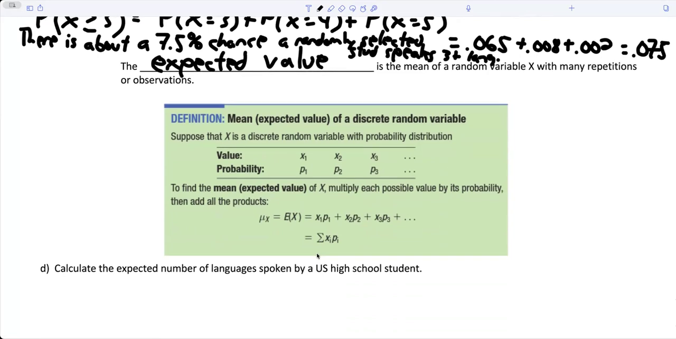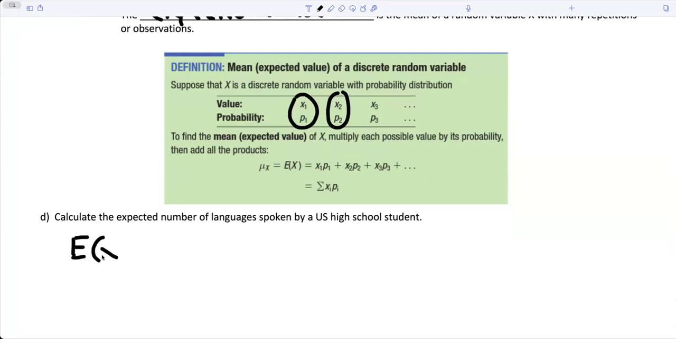Okay, here's the formula. Suppose that X is a discrete random variable with the probability distribution here. The mean is this. We're going to take the outcome, multiply it by its respective probability, and do the same thing for the next outcome and add those 2 things together. So you take each outcome, multiply it by its respective probability, and then add them all up. Okay, so it says calculate the expected number of languages spoken by a US high school student.